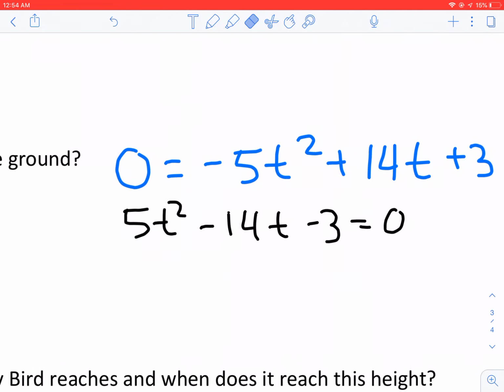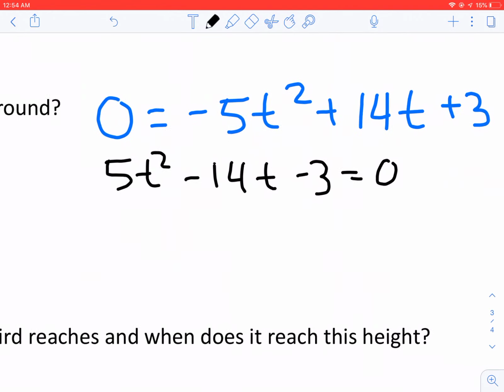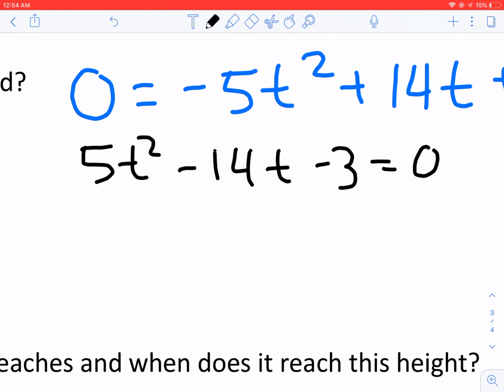Alright, so when you have a negative, those are some ways to deal with it. You can factor it out, or you can move everything to the other side. And now we should be able to solve this. In case you forgot, that leading coefficient is a 5, which is bigger than 1.